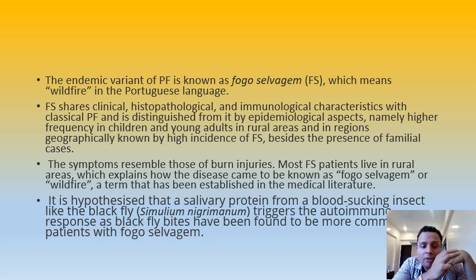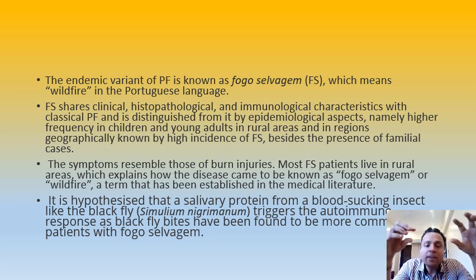They ask you what is the meaning of wildfire. Fogo selvagem shares clinical, histopathological and immunological characteristics with classical Pemphigus foliaceus. That's why it is put under a variant and is distinguished from it by epidemiological aspects, namely higher frequency in children and young adults in the rural areas and in regions geographically known for high incidence of Fogo selvagem, besides the presence of familial cases. So there is a family history, there is a racial involvement, there is a localized geography which is involved.